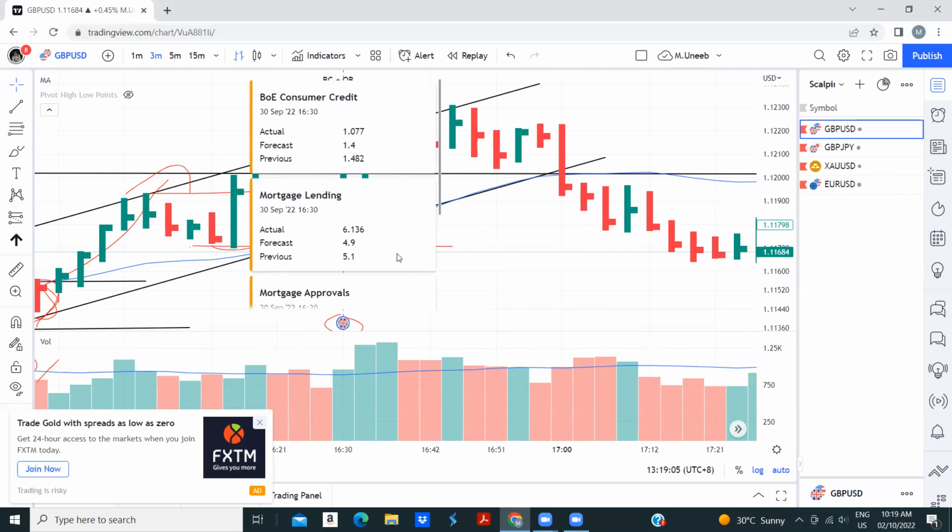So anything from Bank of England, from the major banks, central banks, interest rate decisions, I will give you a cheat sheet. Then you can filter out those trades on a daily basis and then you can close them.